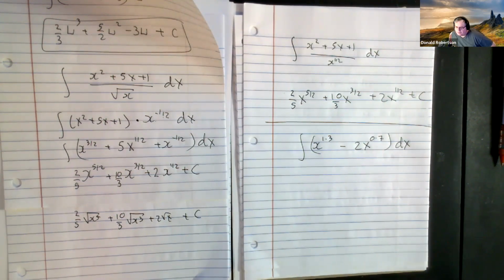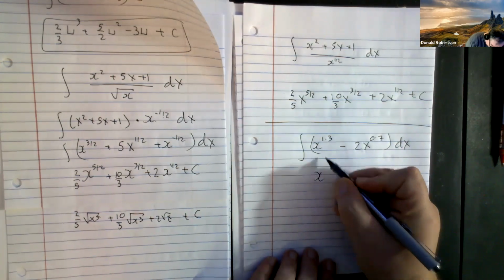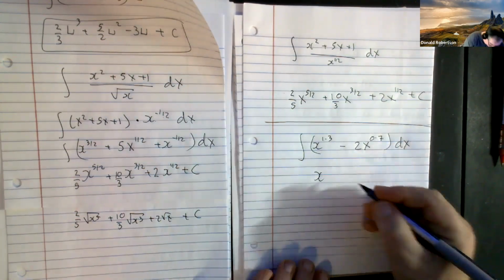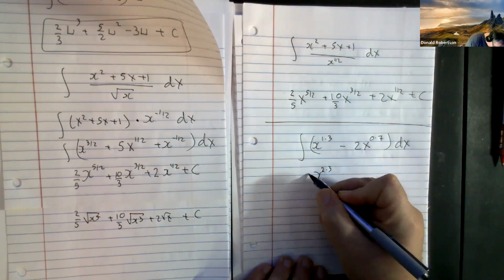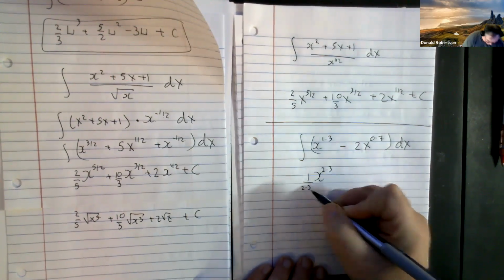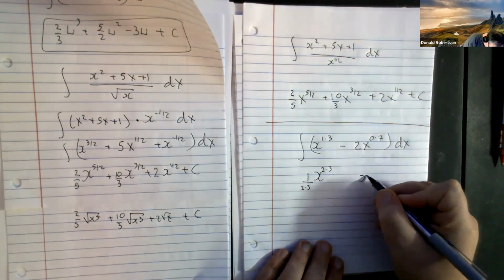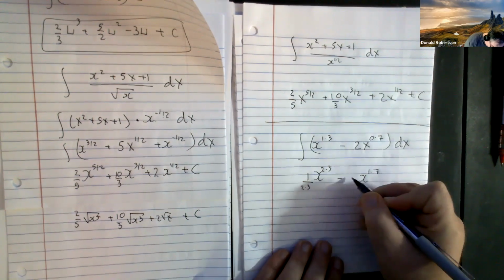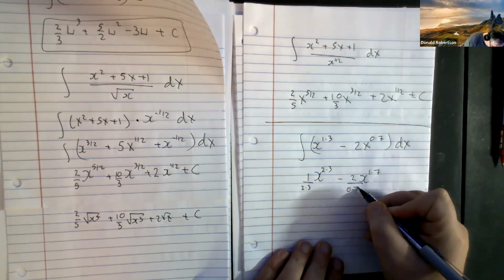Weird function. You don't see x to the power of 1.3 very often. Well, add 1 to the power. I mean, it's good to go. I can use the power rule. Add 1 to the power and divide by the new power. Add 1 to the power and divide by the new power.